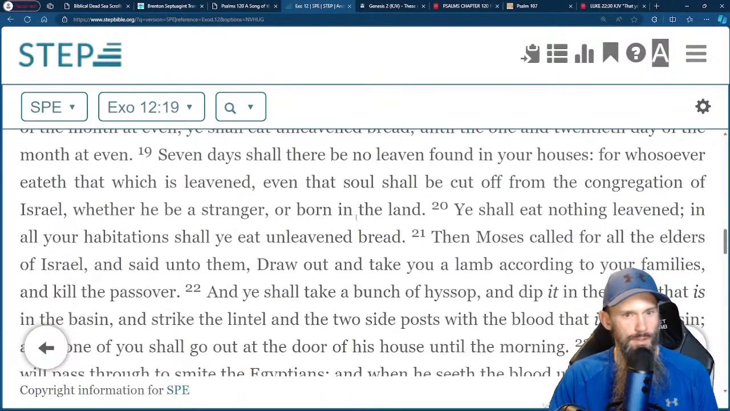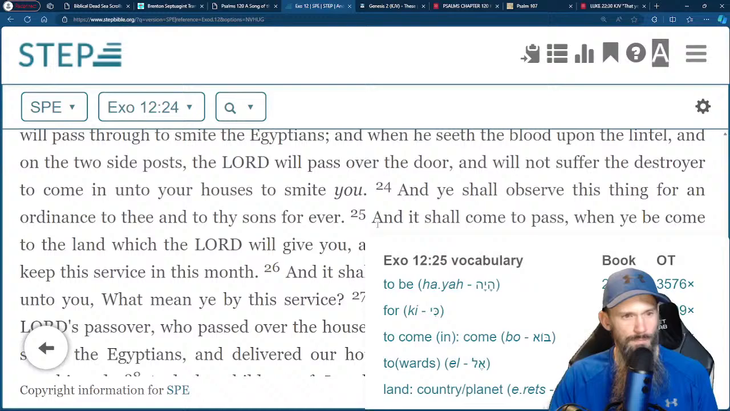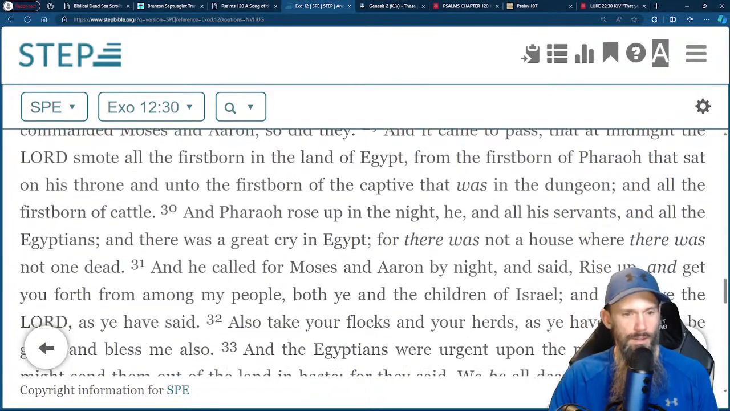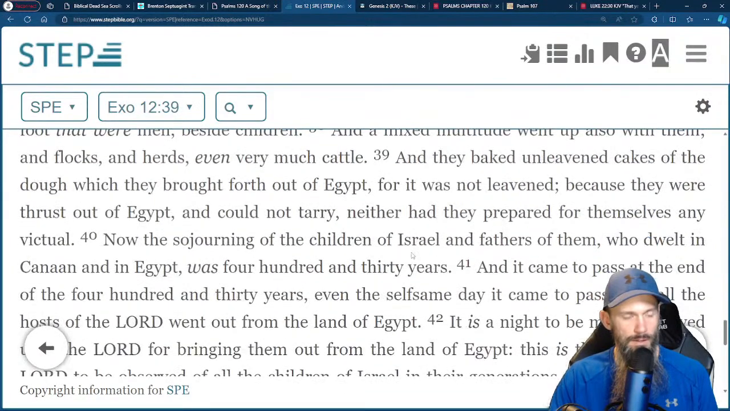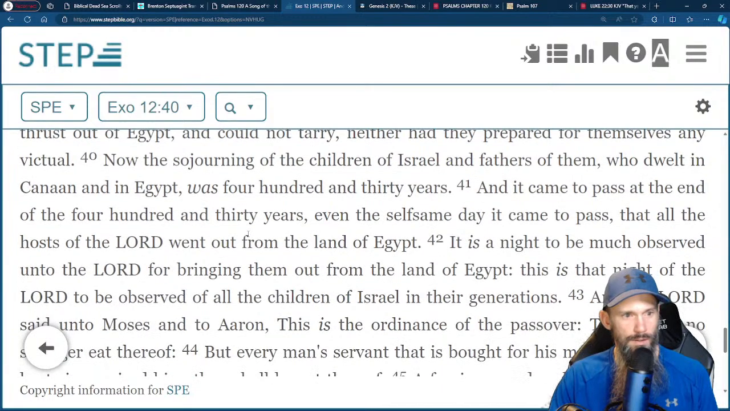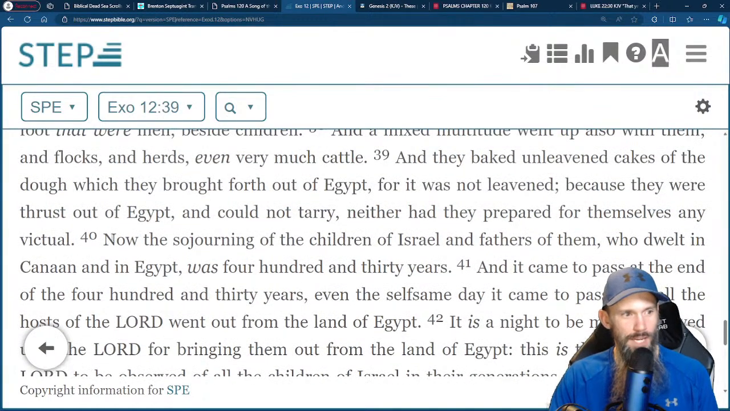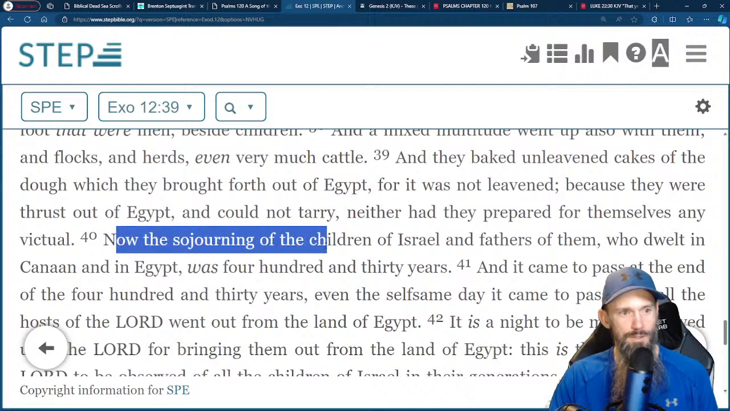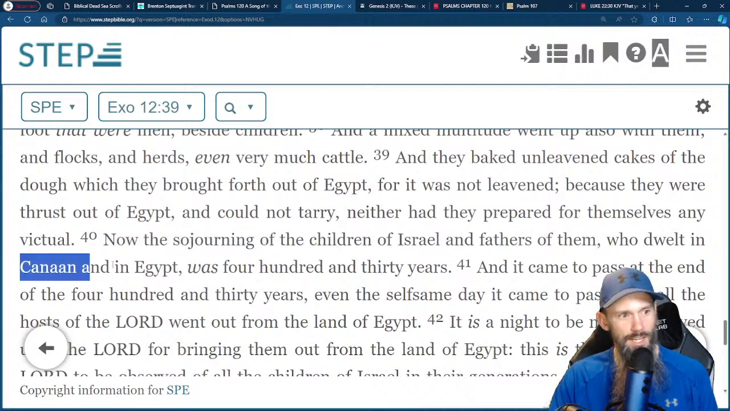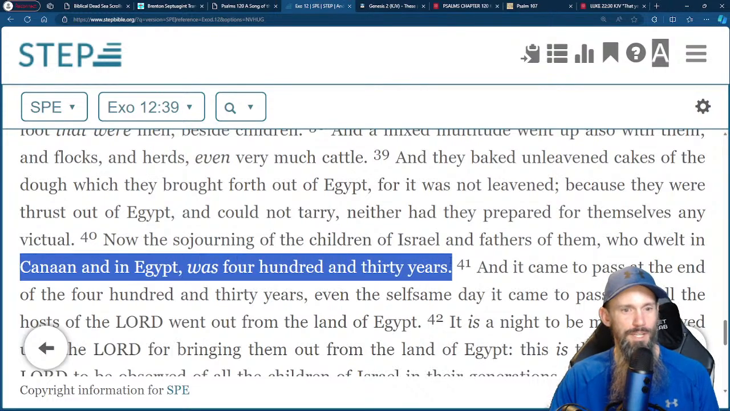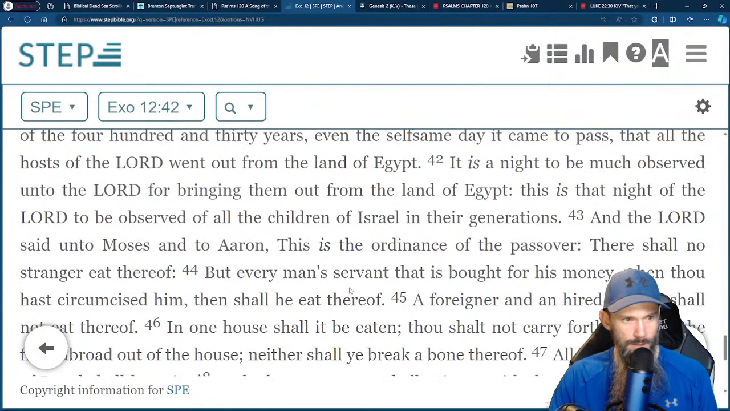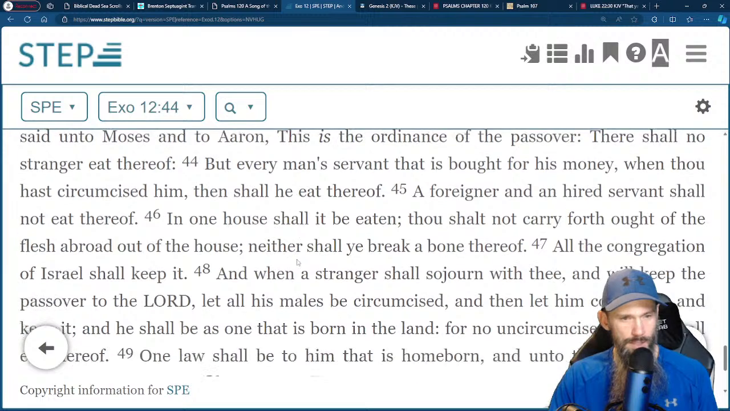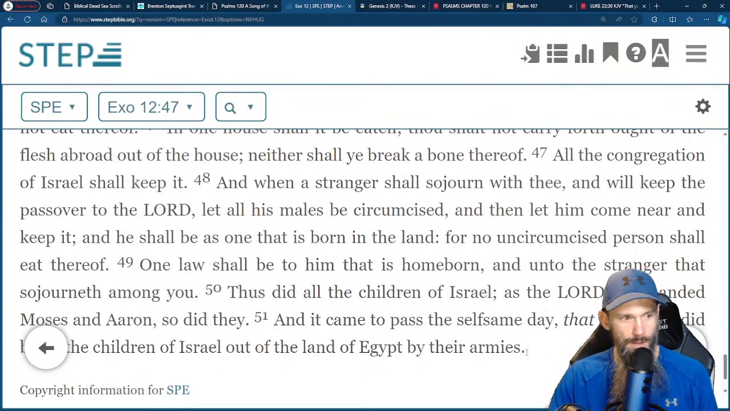And the first month, where's it at? Okay. Yeah, this is interesting too. This backs up the Septuagint. Now the sojourning of the children of Israel and the fathers of them who dwelt in Canaan and Egypt was 430 years. They changed the Masoretic text. Foreigner, hired servant. Okay, where's it at?